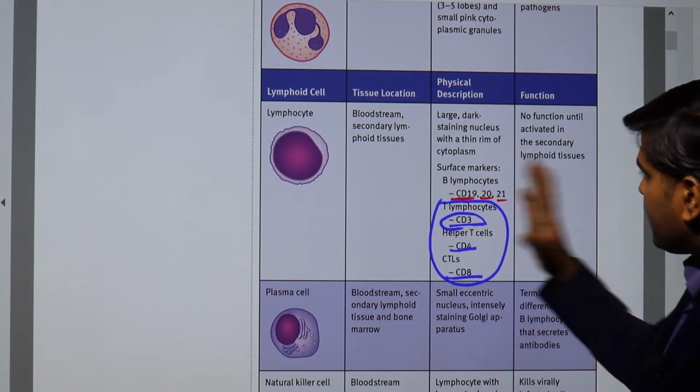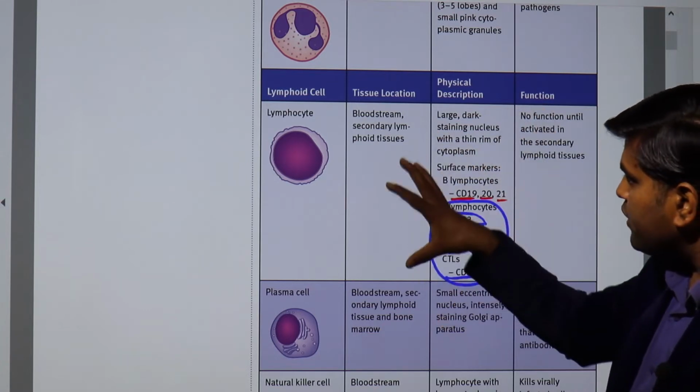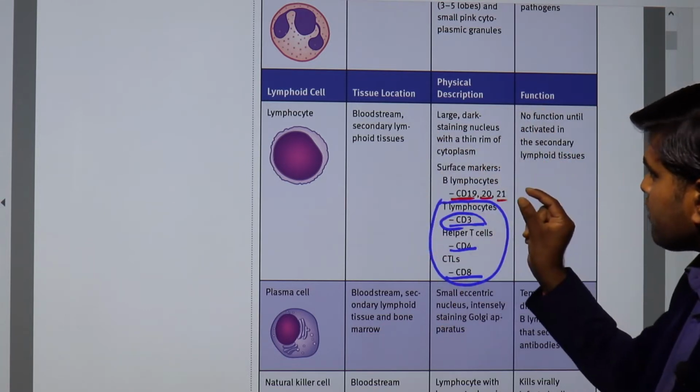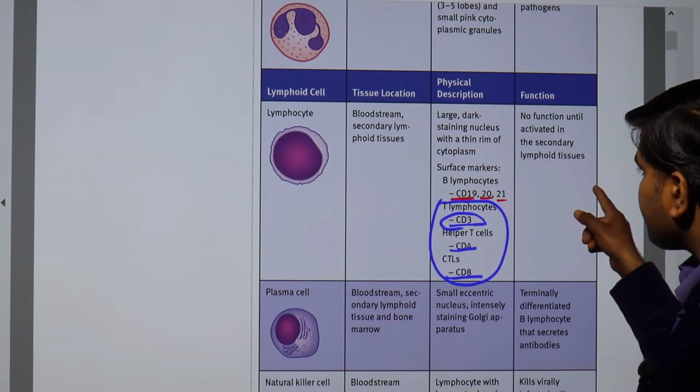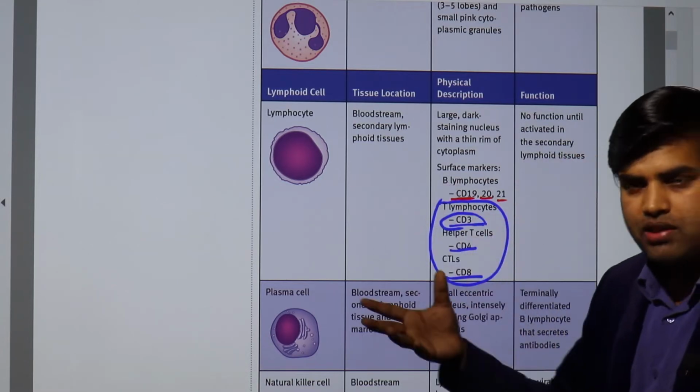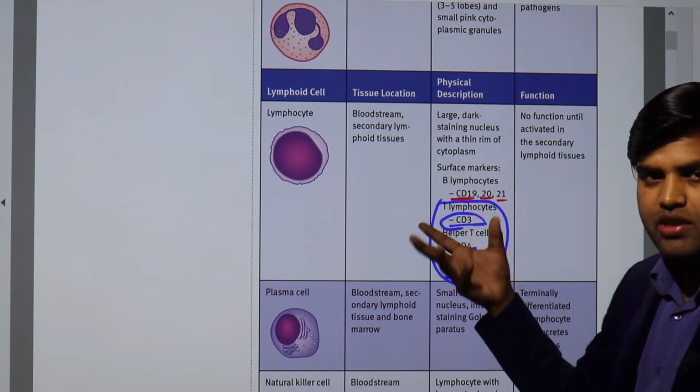Okay, so the B lymphocyte is a cell with a big nucleus and very small cytoplasm, and they have surface markers. They have no function until activated in the secondary lymphoid tissue. Once activated, they will convert into the plasma cell. The B cell will convert into the plasma cell and form antibody.